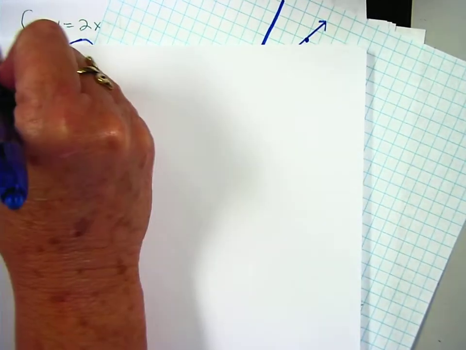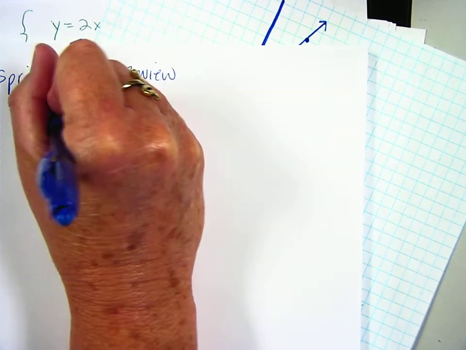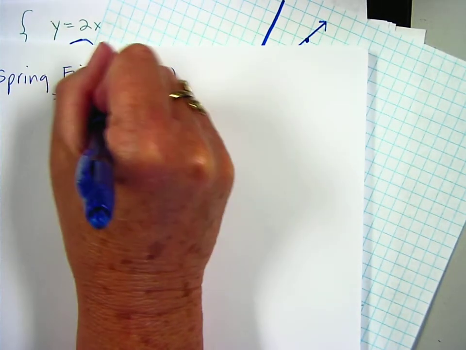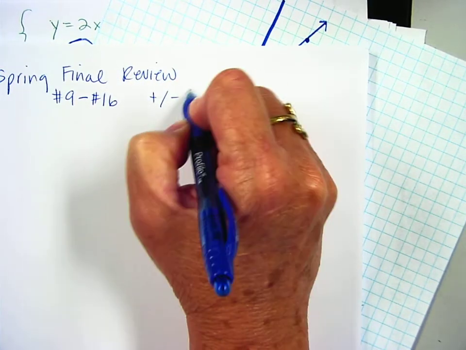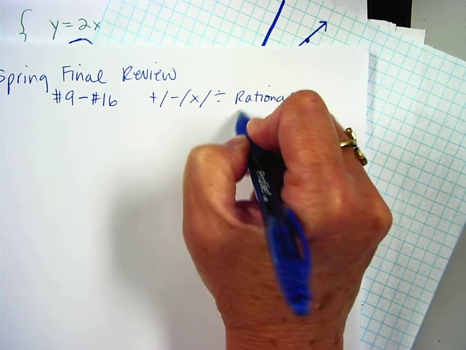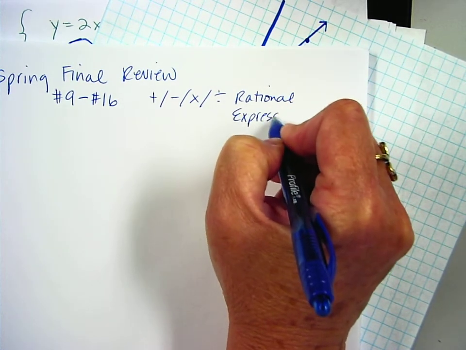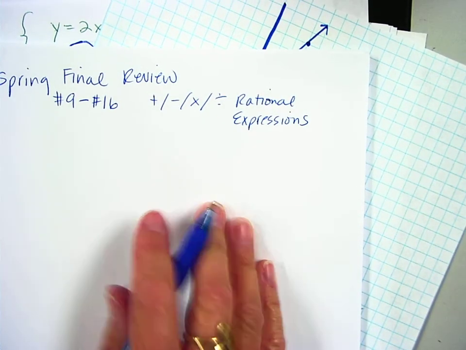All right, now we're going to do this spring final review. And we're going to do number 9 through 16. And we are reviewing adding, subtracting, multiplying, and dividing rational expressions. And once again, rational expressions are fractions. And these fractions happen to contain polynomials.